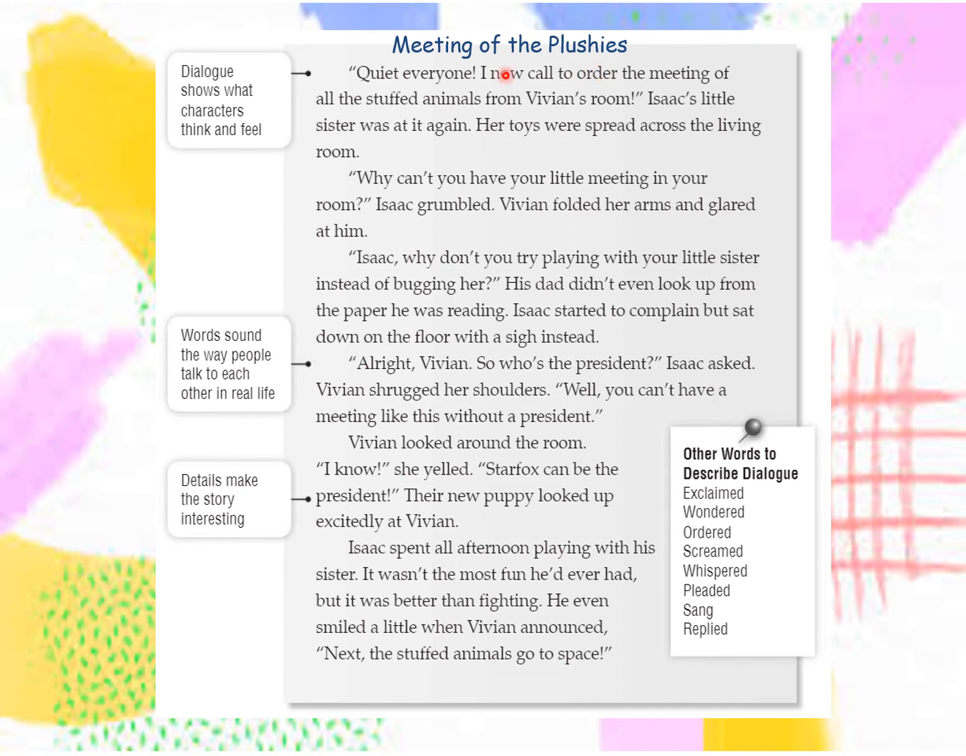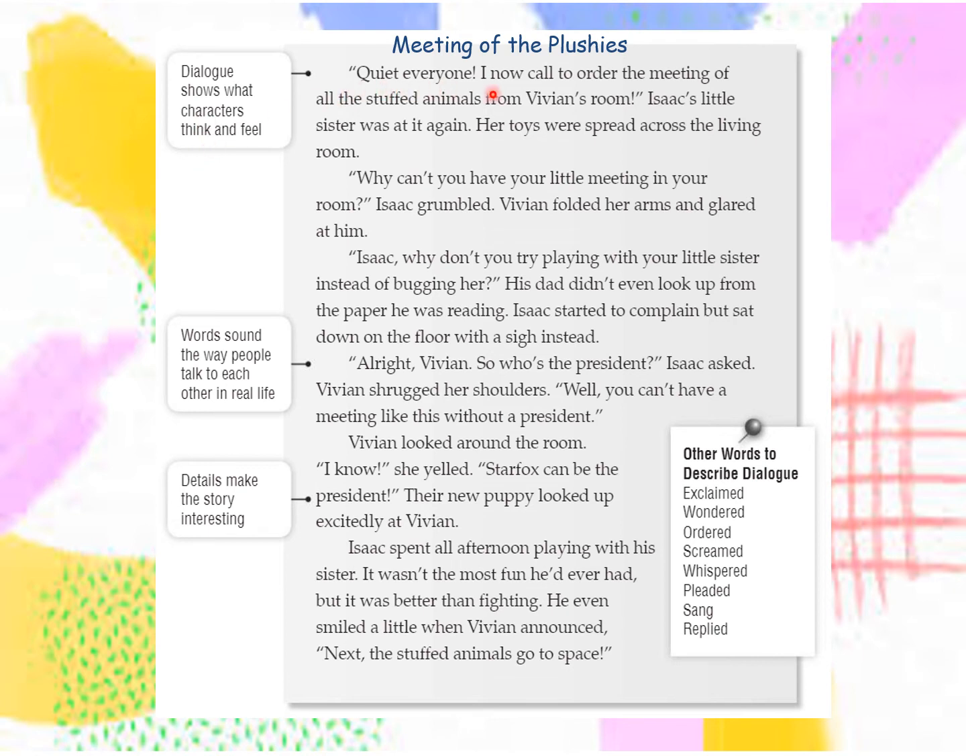Meeting of the plushies. "Quiet, everyone. I now call to order the meeting of all the stuffed animals from Vivian's room." Isaac's little sister was at it again. Her toys were spread across the living room.